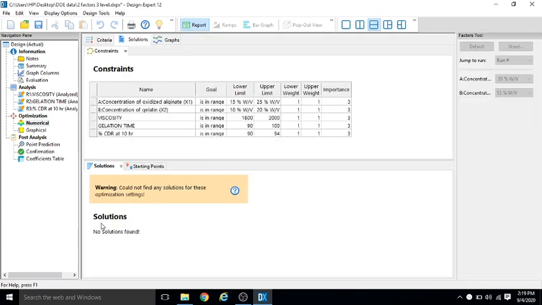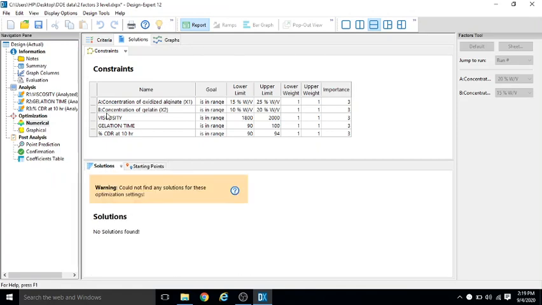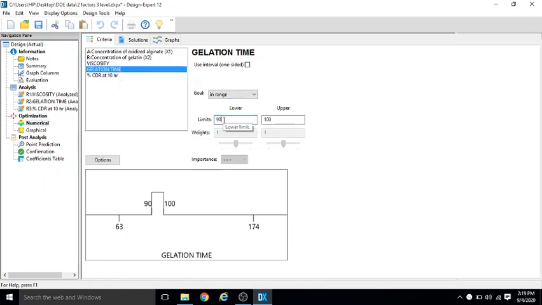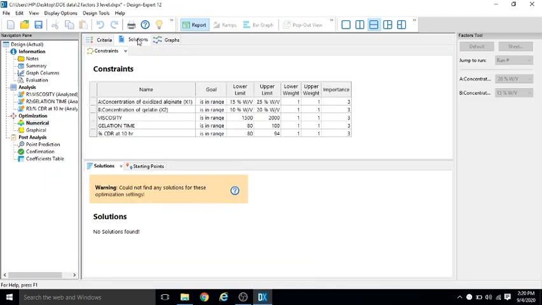Okay, so interestingly we are not getting any solution here, right? So let us try to make some change. Let us go for 80 to 94. Gelation time would be 80 to 100 and the viscosity would be 1500. And let us see. Still we are not getting any solution.